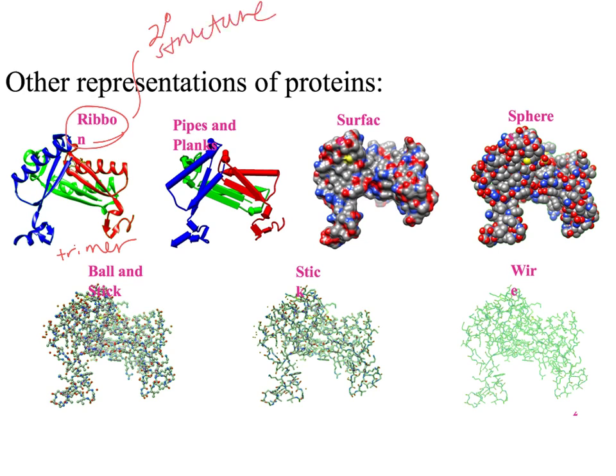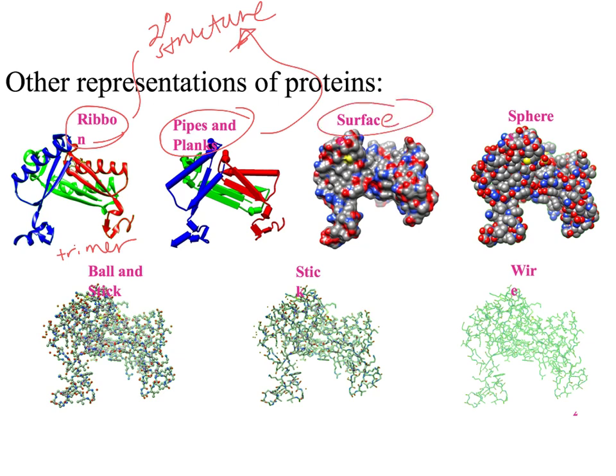And in UCSF Chimera, you can also use what's called pipes and planks. It's the same thing. The planks are the beta sheets and the pipes are the helices. And this also is just a different way of showing secondary structure, but it's a little bit thicker, so it's getting closer to representing the actual space that the atoms take up. Food for thought.